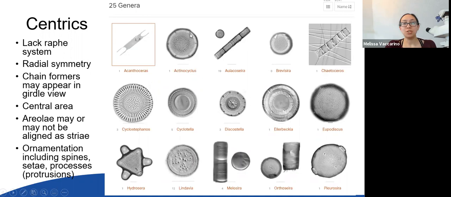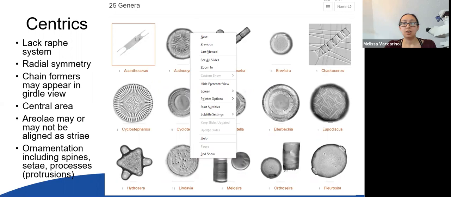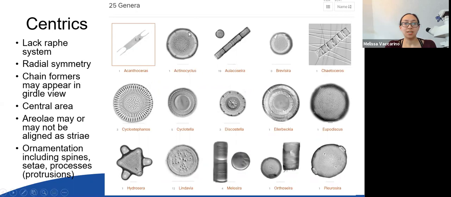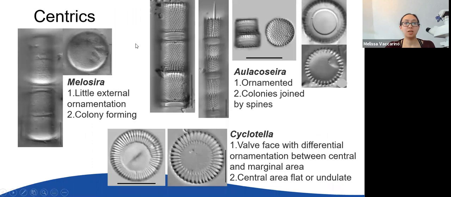You might not always be able to see some of these special processes. But here you can see the remiportula. These are lip-shaped tubular processes in the silica cell wall. And so these are some of the more common genera that you're going to find in the centrics.